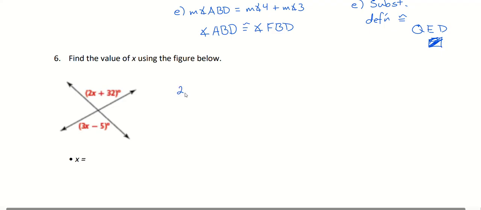So do you guys agree that 2x plus 32 right off the bat is really and truly just equal to 3x minus 5? Okay, I'll subtract 2x from both sides of my equal sign. We get x minus 5 equals 32. I'll add 5. And we get x equals 37. And we're done. Okay.